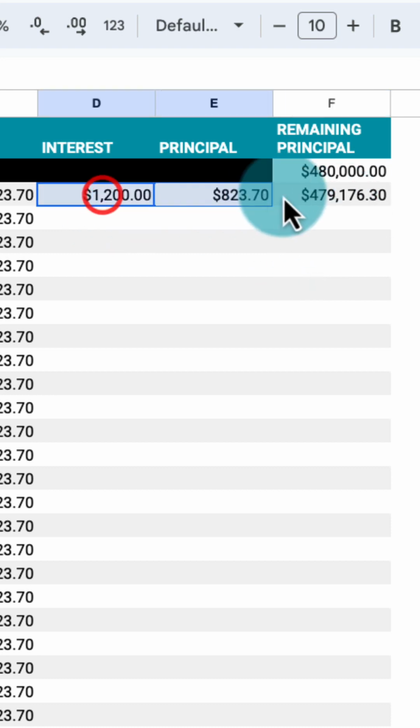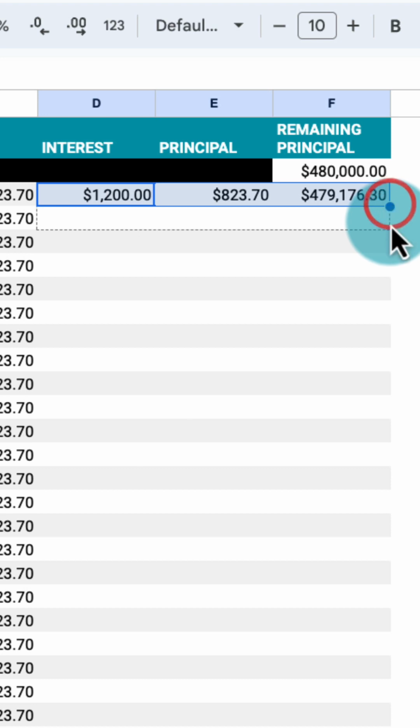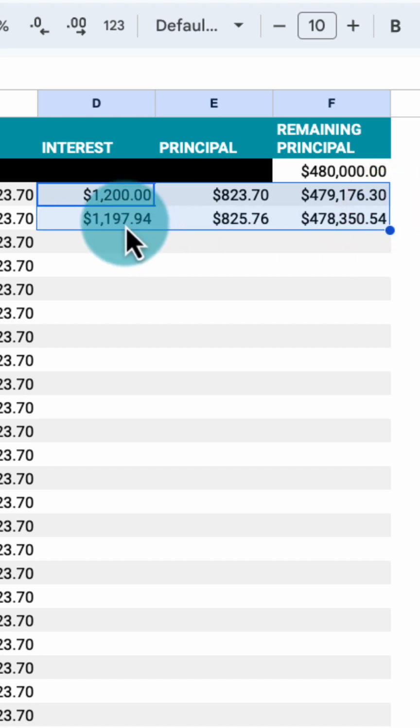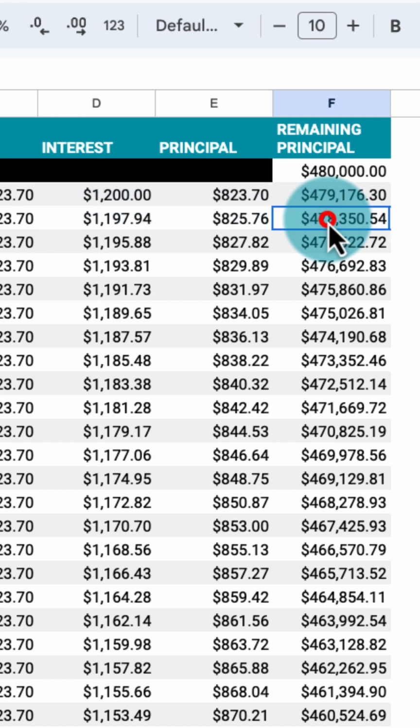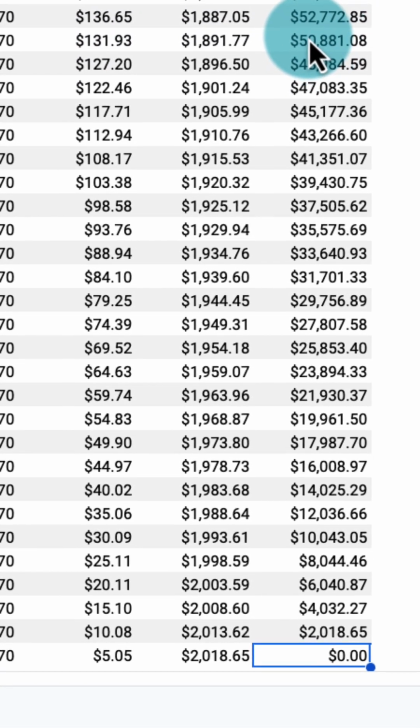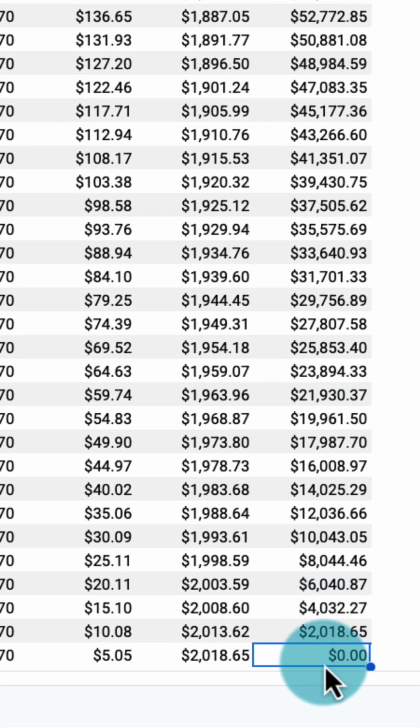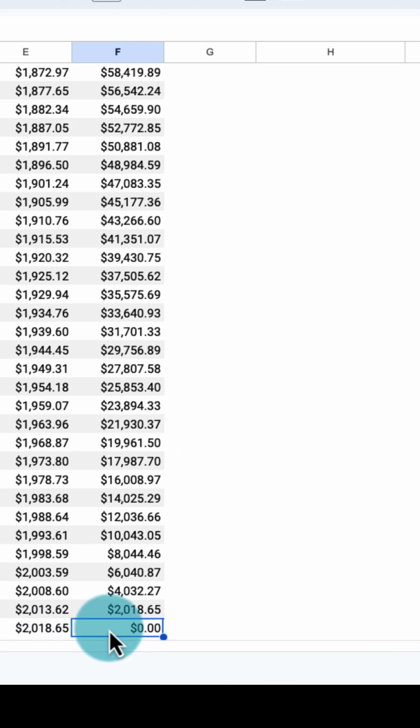Now we can copy this to the second month, and we see that the interest was reduced to $1,197 and the principal slightly increases. The remaining principal slightly goes down. We can copy this throughout all the rows, and what we notice is that remaining principal on month 360 goes down to exactly $0. The amount of interest we pay on the last month has been significantly reduced.